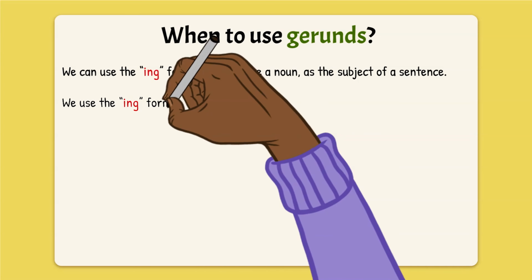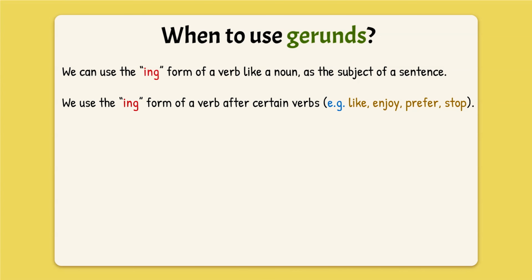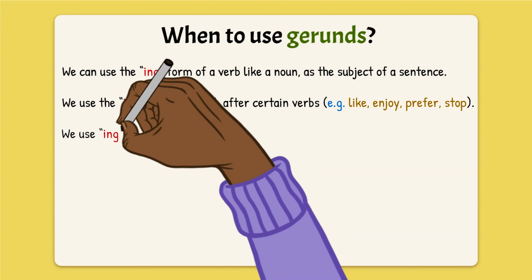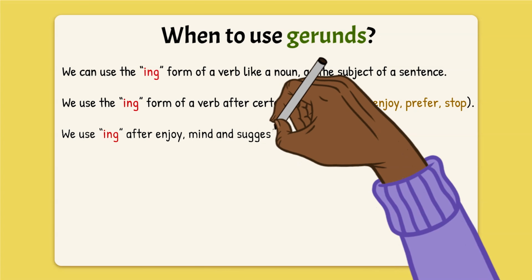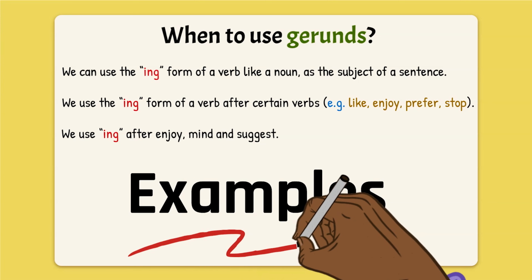We use the ing form of a verb after certain verbs, for example like, enjoy, prefer, stop. We use ing after enjoy, mind, and suggest. Examples.